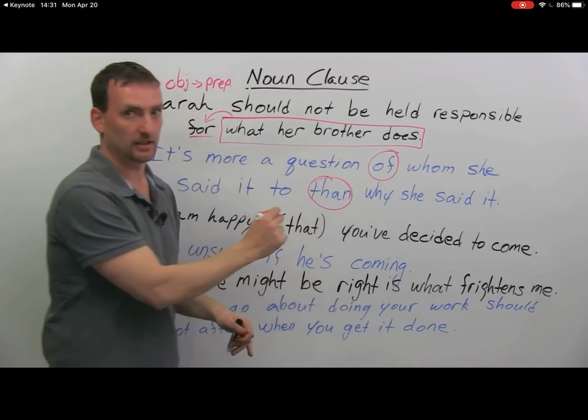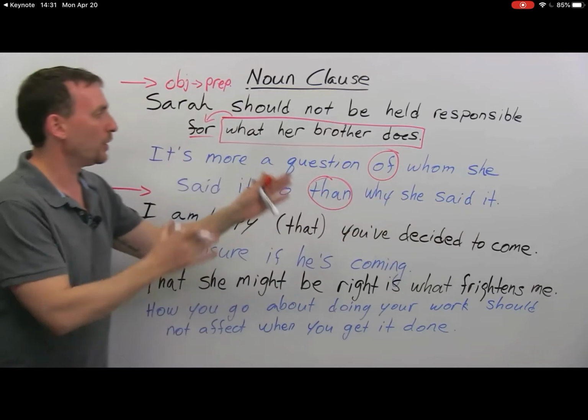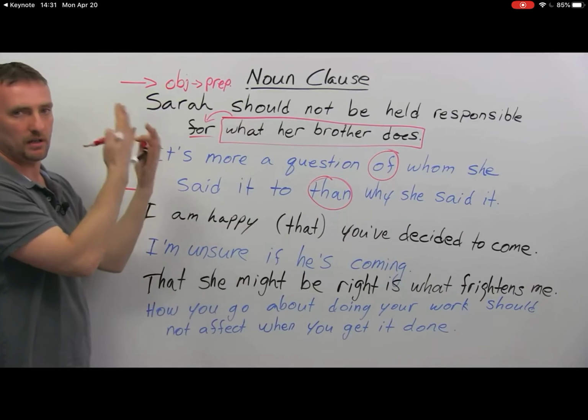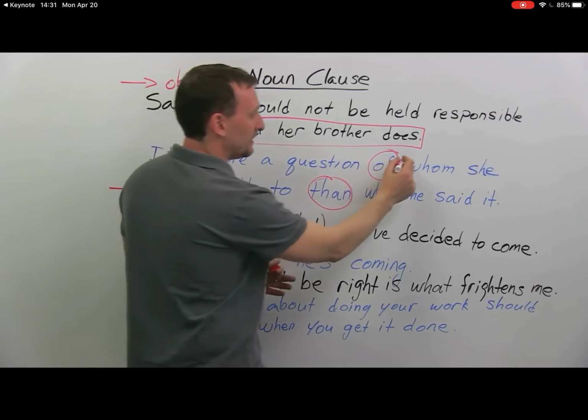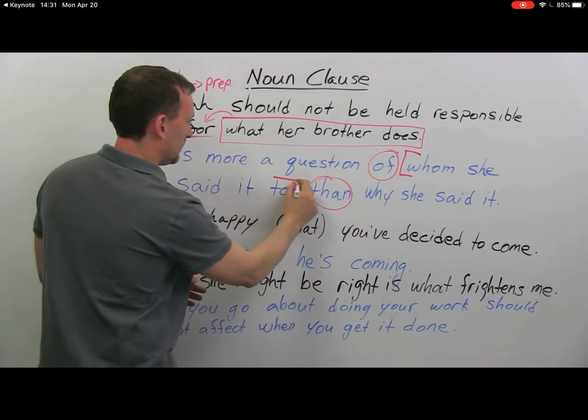Then, and this is another preposition. Then here's another preposition: "why she said it." So "whom she said it to" is more the thing we need to understand more than "why she said it." But again, it doesn't matter, because here's your first one.